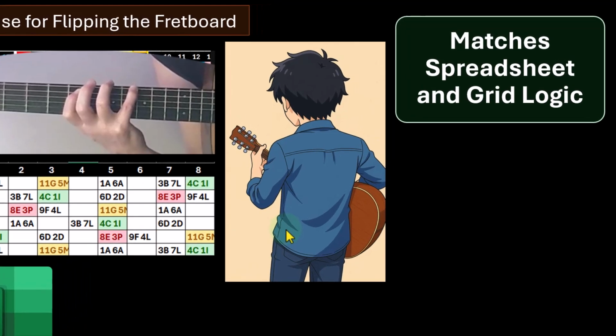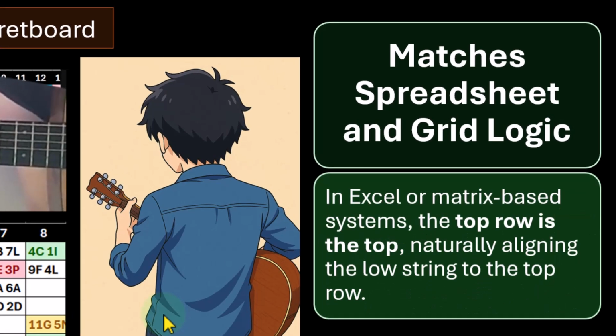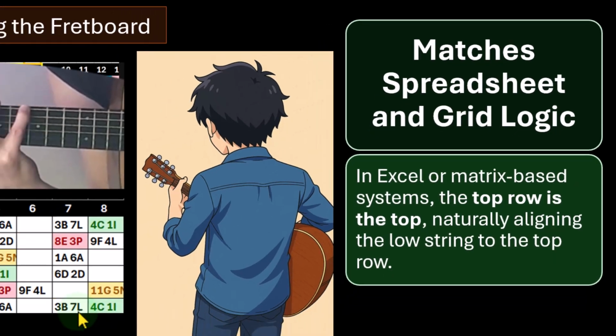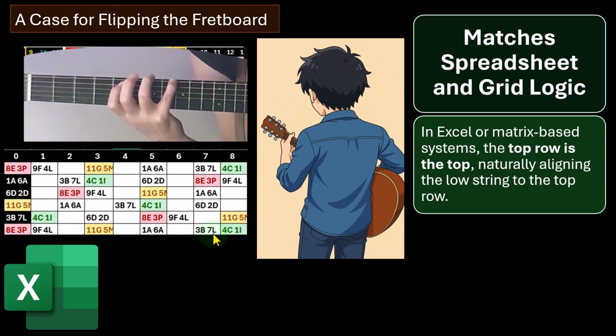All right, so matrices, spreadsheet, and grid logic. In Excel, we're going to be doing a lot of our stuff in Excel. We'll make that argument as to why that's the best software ever for music stuff. Yeah, because you're an accountant, you say that. No, it's not because I'm an accountant, maybe a little bit, but it's the best for music stuff, I'm telling you.